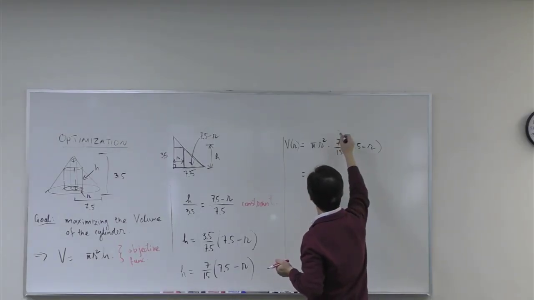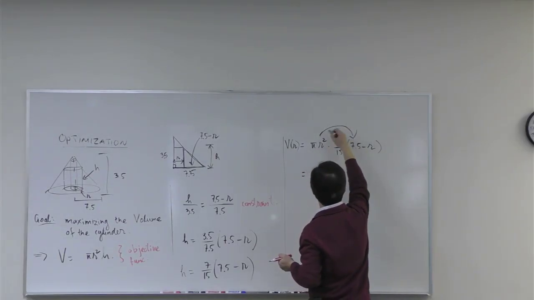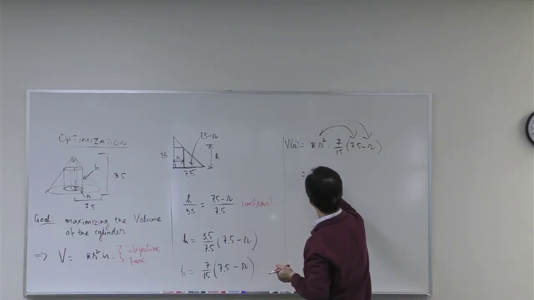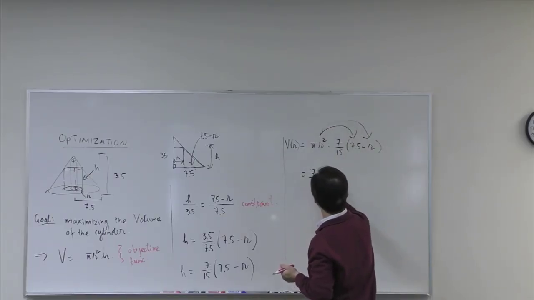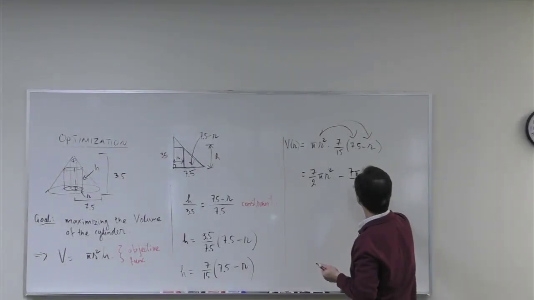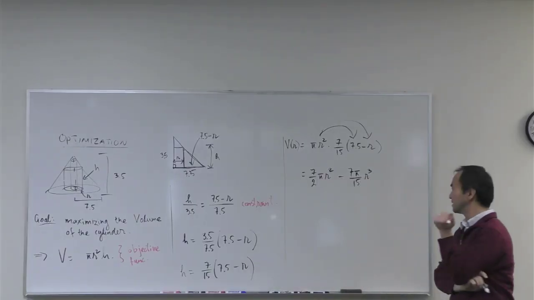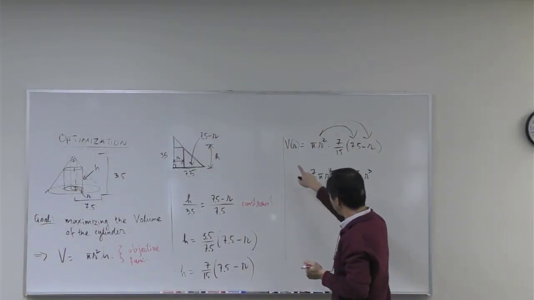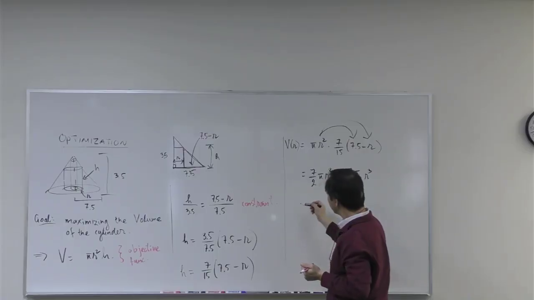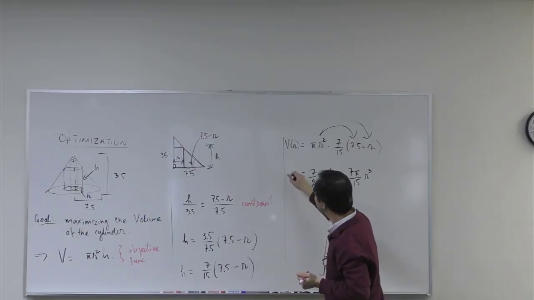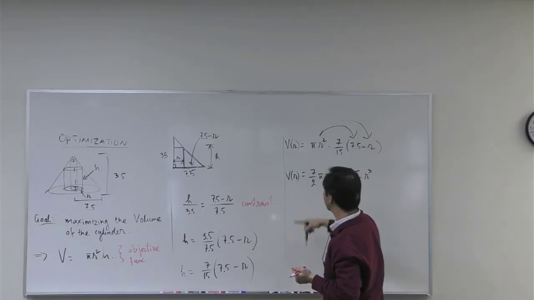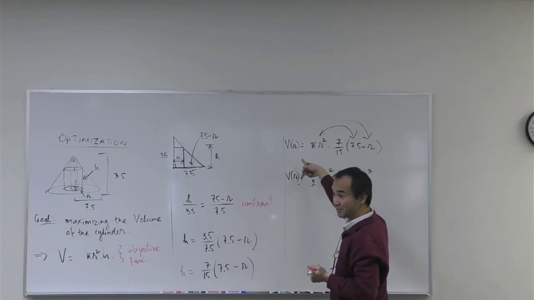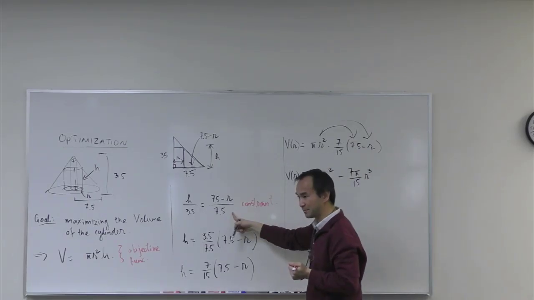See, multiplying that all into the second term, I have 7 halves pi times r squared minus 7 pi over 15 r cubed. That's our V of r. Right? So now we have a function completely in terms of one variable. Now we're going to go ahead and solve. We're going to apply the standard steps here. So this is about finishing step 4, I guess, after we got the constraint. So the constraint here is step 3, I guess.